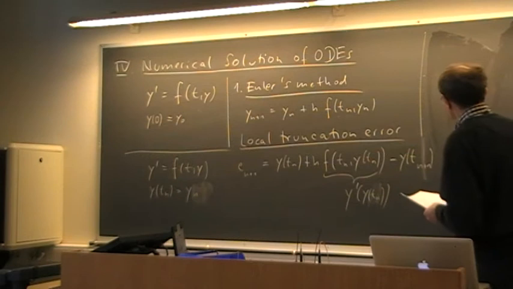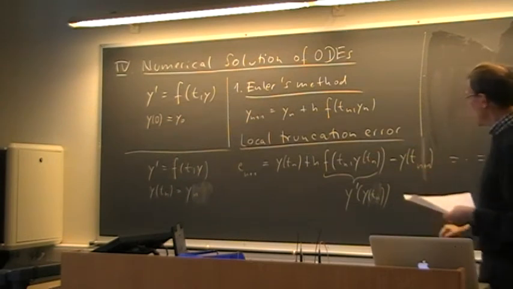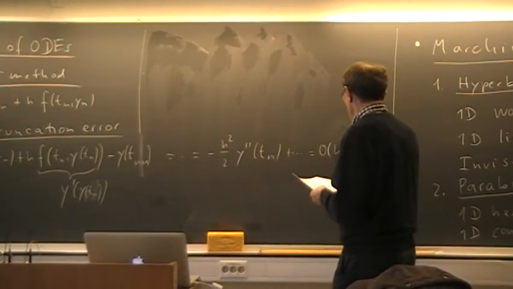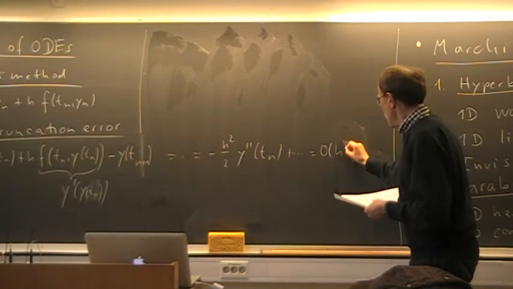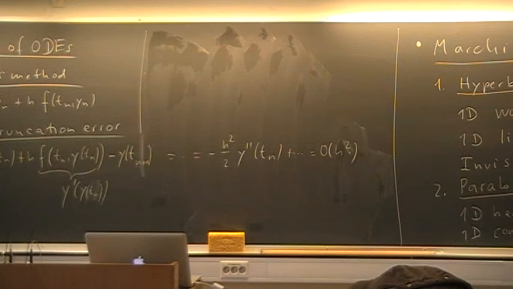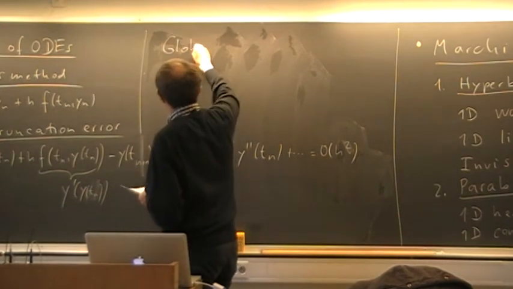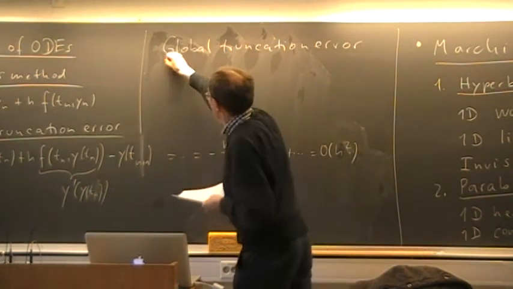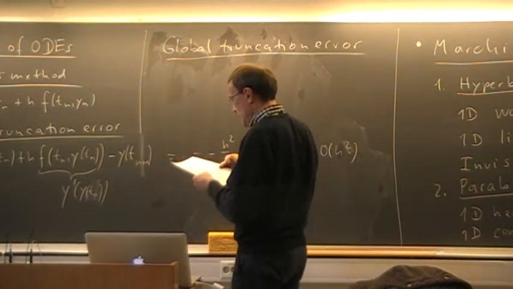And here we find out, you can do that yourself, by doing Taylor expansion, that we get minus h squared half times the second derivative of the unknown at the old time level, plus and so on. That means we have an order h squared error, so second order. And if we know that, we know the global truncation error. The global truncation error, in that notation, was E_n.